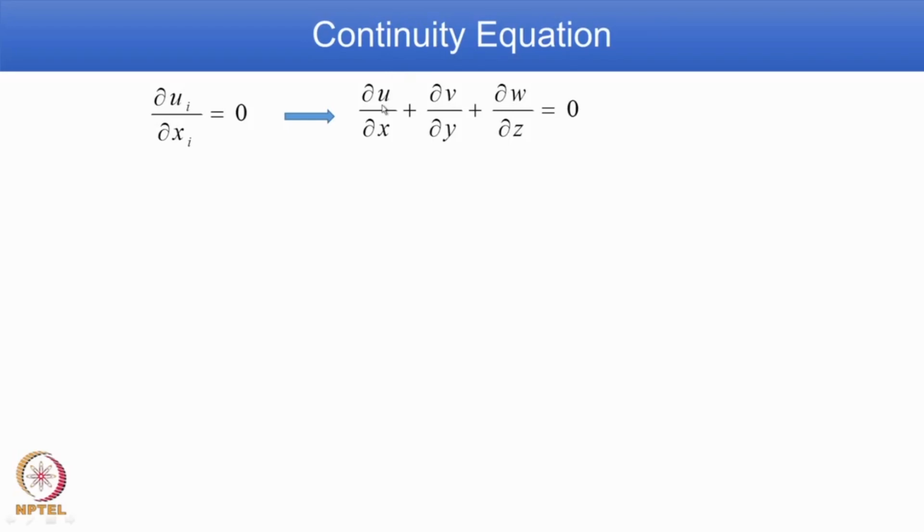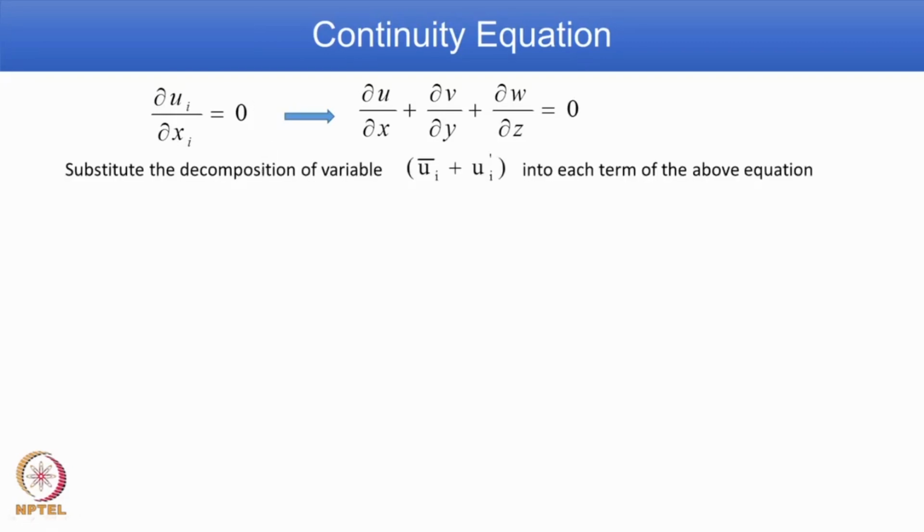When you substitute i equal to 1, you get u or u1 and the corresponding direction x. i equal to 2, you get u2 or v and corresponding direction y. i equal to 3, you get w or u3 and the corresponding direction is z. So, you understand the easiness. The same continuity equation with 3 terms is written so concisely in the form of index notation.